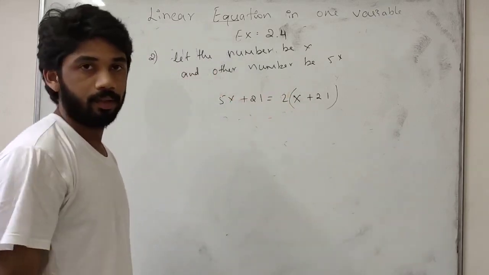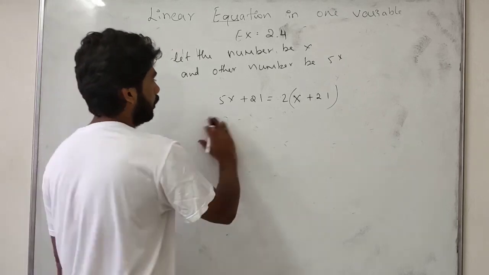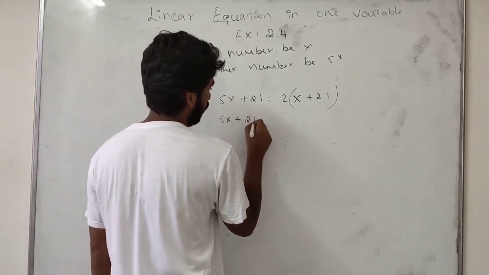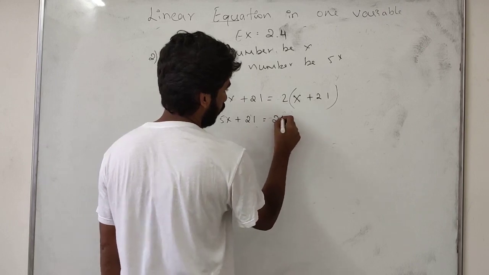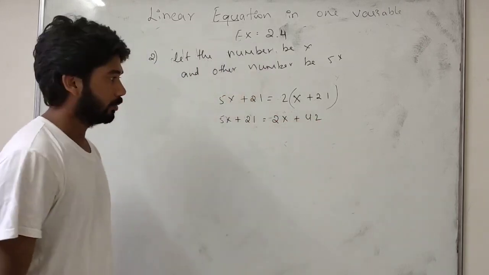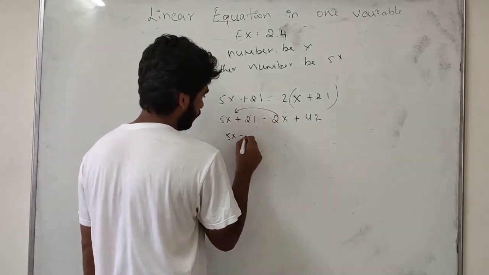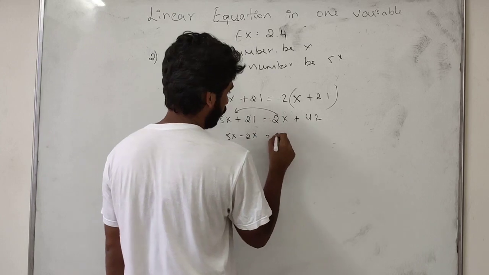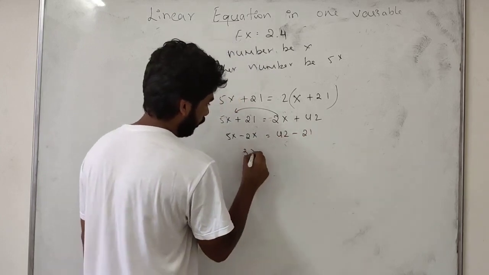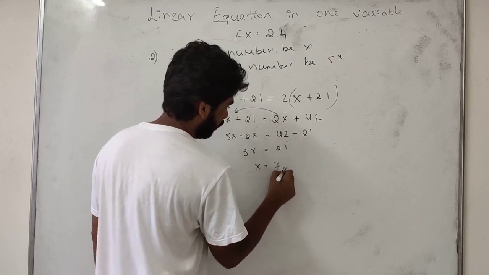Okay students, we have to find the value of x. So what will we do? First, we will write it in the normal form: 5x plus 21 is equal to 2x plus 42. Afterwards, take this side: 5x minus 2x is equal to 42 minus 21. So we will get 3x is equal to 21, x is equal to 7.